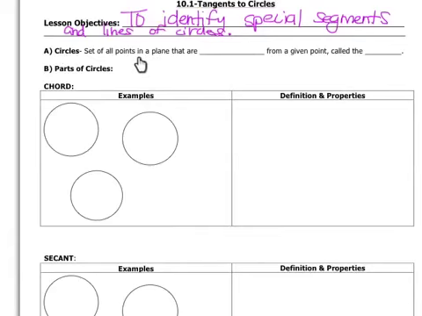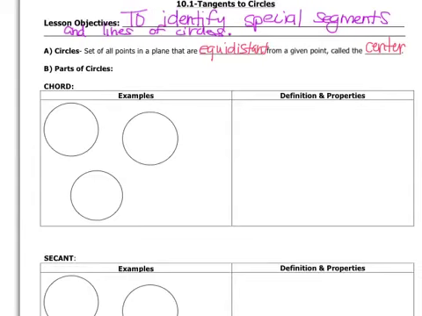This is the set of all points in a plane that are equidistant from a given point, which we call the center. This definition is quite similar to the definition of a sphere, with the exception of a circle is just on a plane. It's a two-dimensional figure.